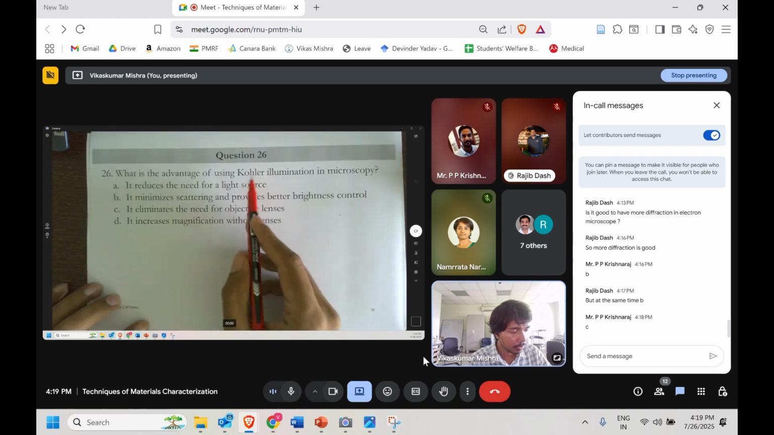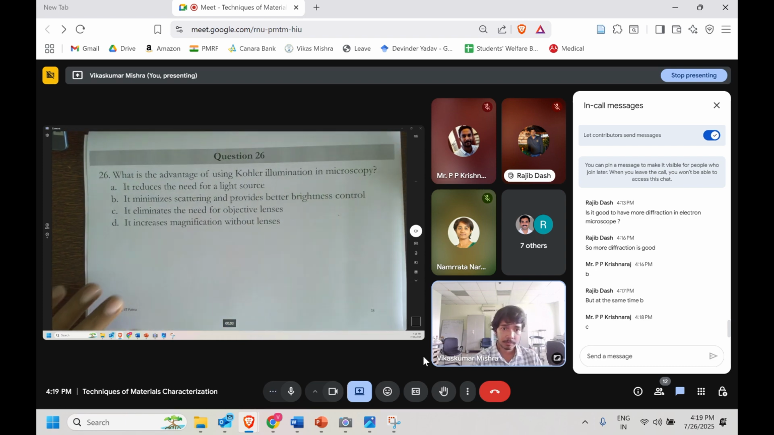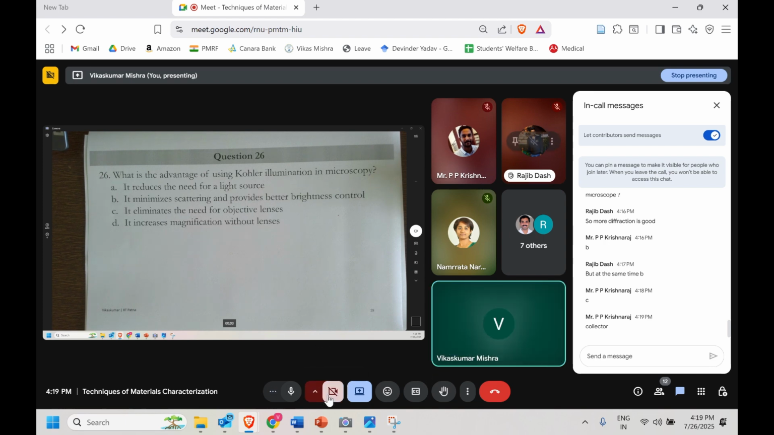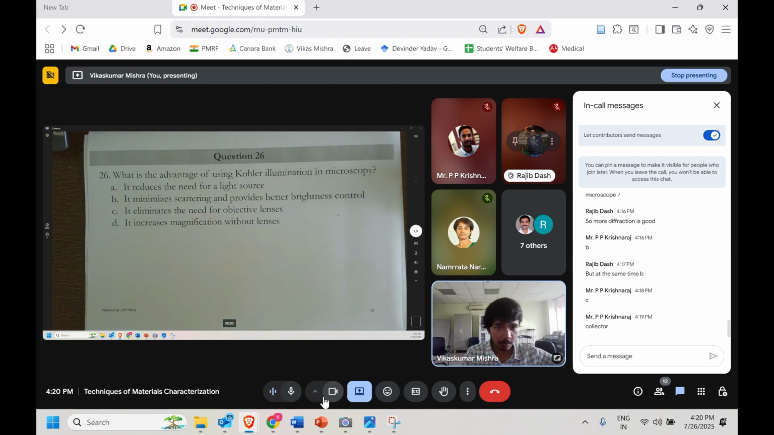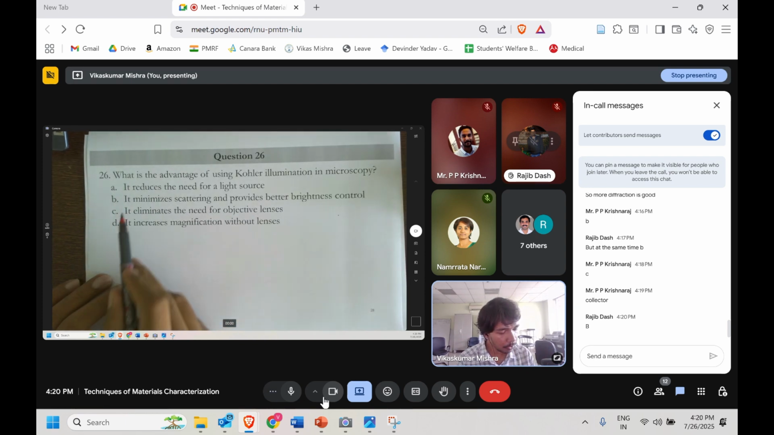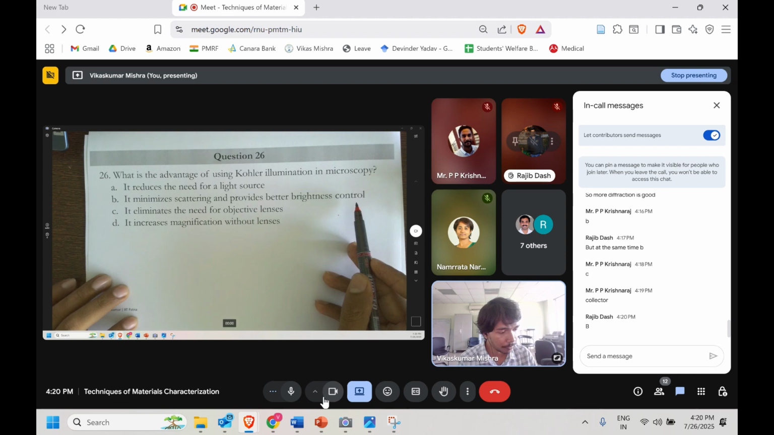Now, what is the advantage of using Koehler illumination in a microscope? Koehler illumination means that we are adding one more thing over here, right? We are adding one more lens. Can anyone tell me which lens it is? Yes, that's right, Chris Raj. Just a minute, guys. Yeah. So it's going to add the collector lens. So it minimizes the scattering and provides better brightness control.